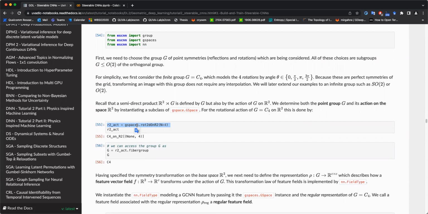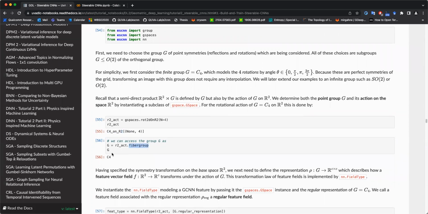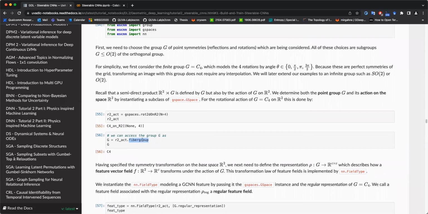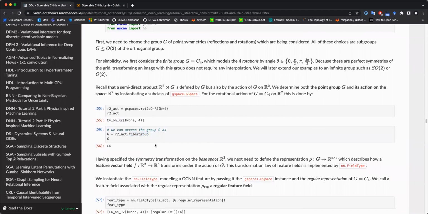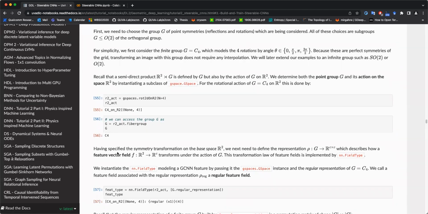We also need to define how the group G acts on our pixels. So in this case, we define the G space of the 4 rotations, so the cyclic group of order 4 acting on the plane. And yeah, you see that this has a name, C4 acting on R2. Fiber group returns you the group G that we used. So C4, the group C4 of 4 rotations. Don't worry too much about the word fiber group. It has some mathematical interpretation, but for us, it doesn't matter so much. It's just a shortcut to get C4 out, because we needed to build some representations later.